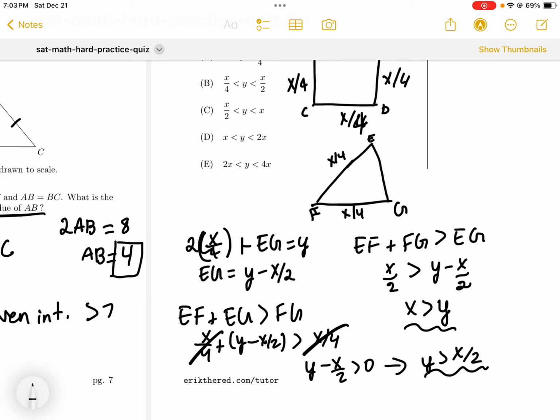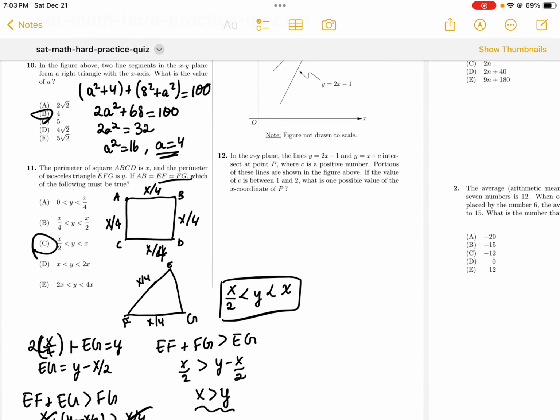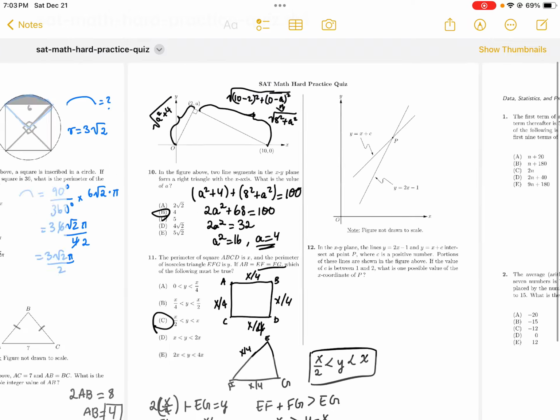So by doing so, we can construct the following compound inequality. We can say x over 2 is less than y, which is less than x. And this is answer choice C. And we're done. Now moving on to the next question.